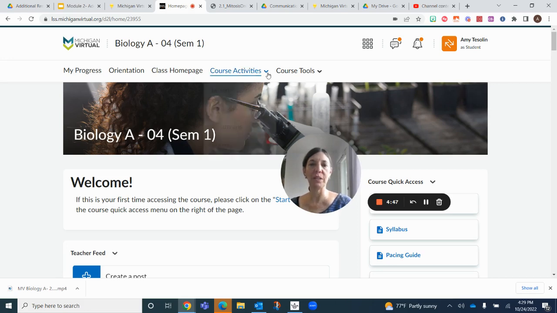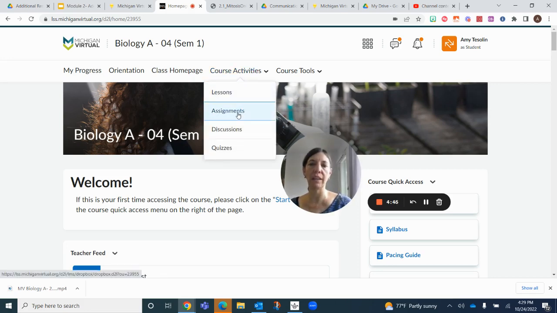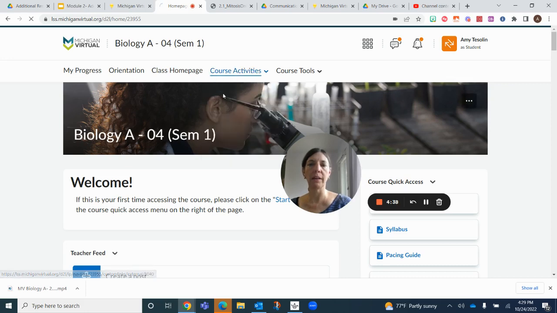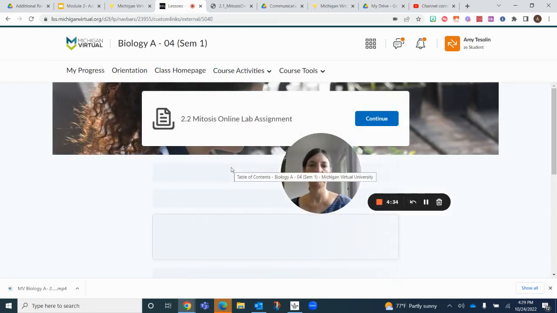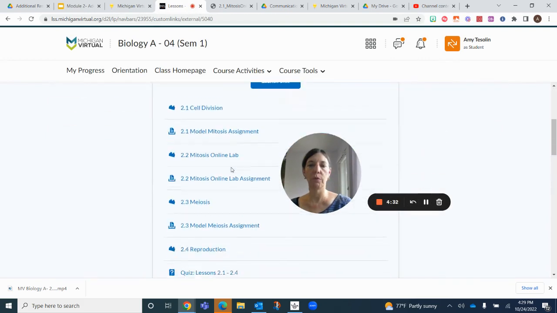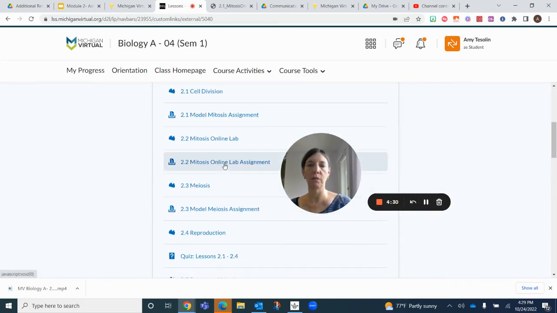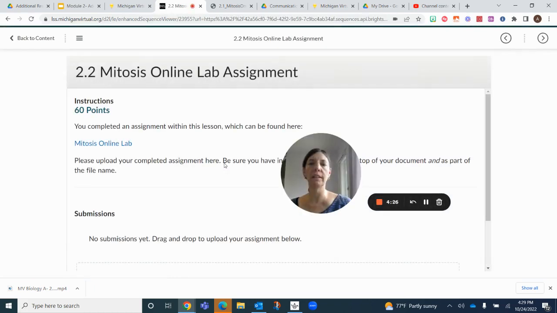First thing you're going to do is go to the lessons. You can check out the assignment in the assignment section, but we're going to go through the lessons to give us some background in all of it. And we're going to scroll all the way to this 2.2 Mitosis online lab. As we click on it, it's going to take us to the actual lab.